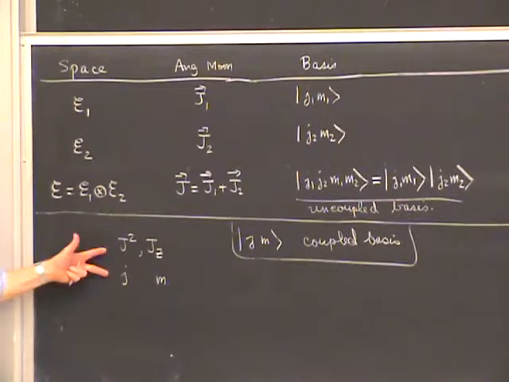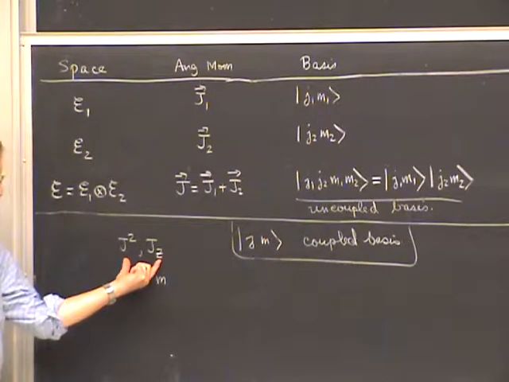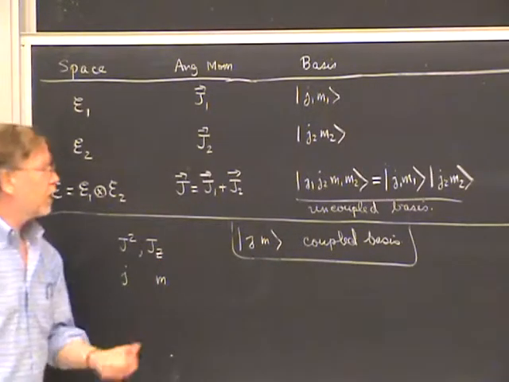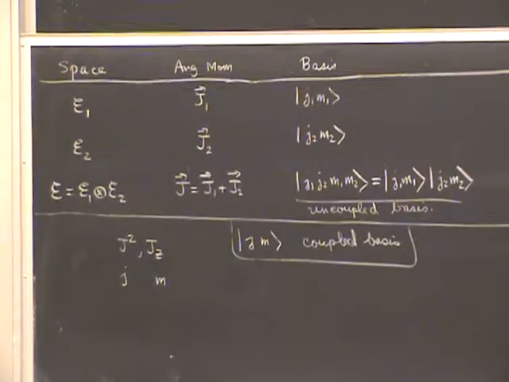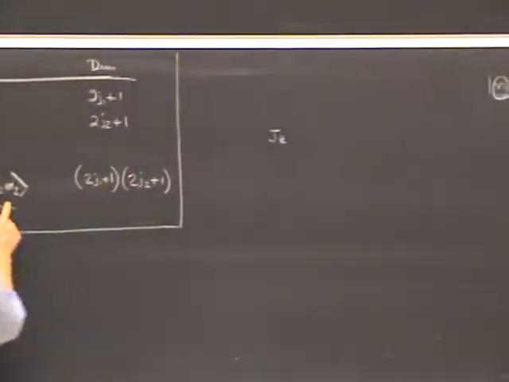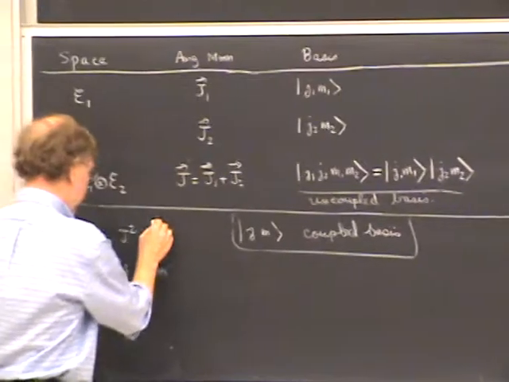All right. Now, to find the eigenvectors of the coupled basis, we need to find the eigenvectors of J squared and Jz. Jz is a simpler operator, so let's start with that first. The first thing to say is that if I take Jz, it turns out that all of the vectors of the uncoupled basis are automatically eigenvectors of Jz.